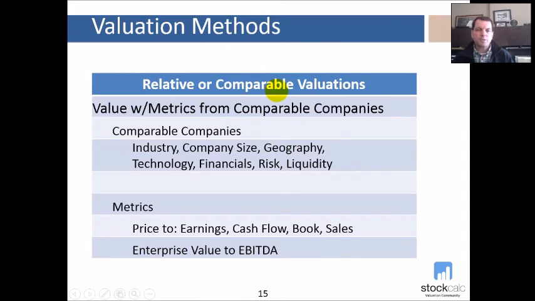Finally, on a comparable basis, what we're doing is we're valuing one company against its peer group. We're looking for companies in the same industry, similar company size, geography, target markets, technology, etc. And we use metrics like price to earnings, price to cash flow, price to book, or price to sales, EV to EBITDA as the metrics to compare.